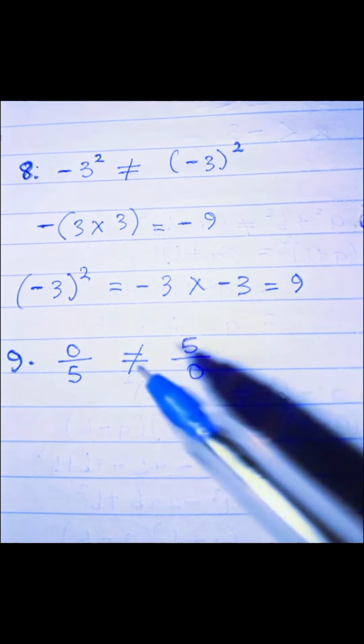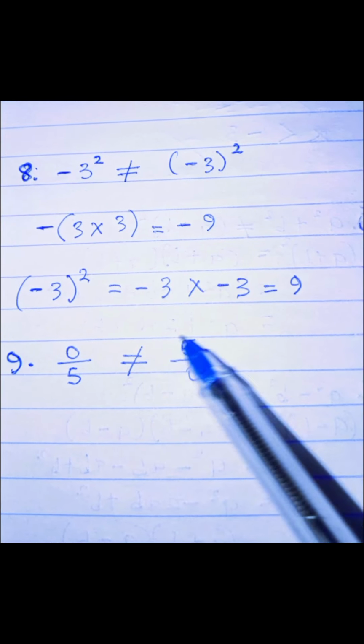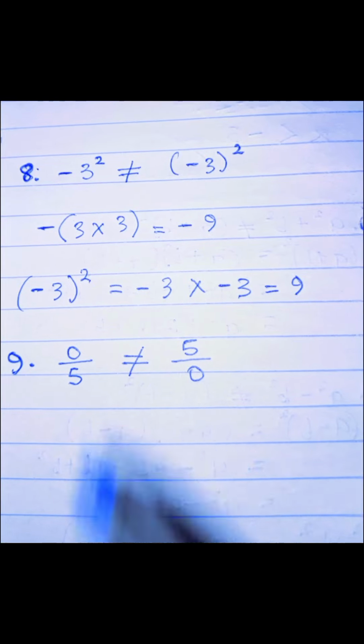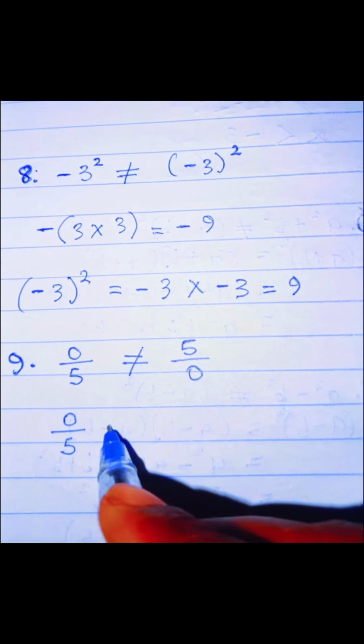So guys, the next on the list is 0 divided by 5 is not equal to 5 divided by 0. Now these are different entities, they're not the same. Now 0 all over 5 is equal to 0. So 5 divided by 0 is undefined. So anything that divides by 0 is undefined. Please take note.